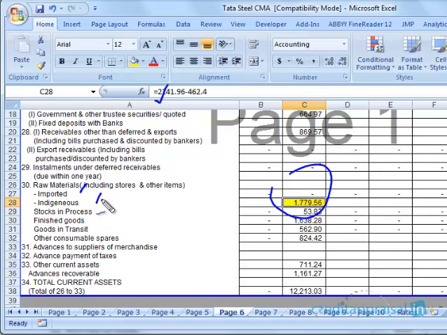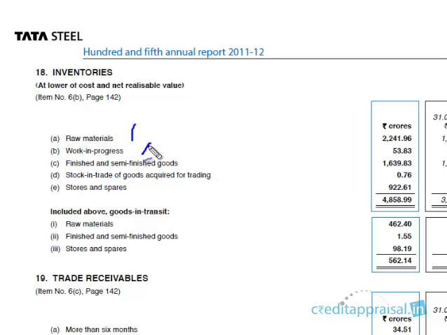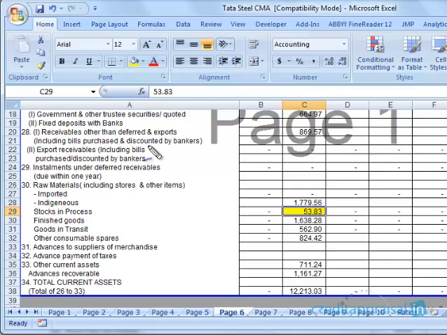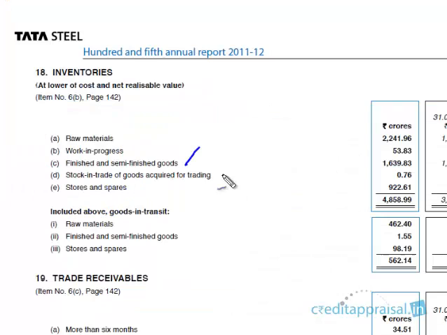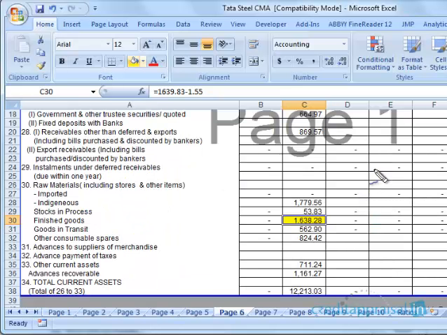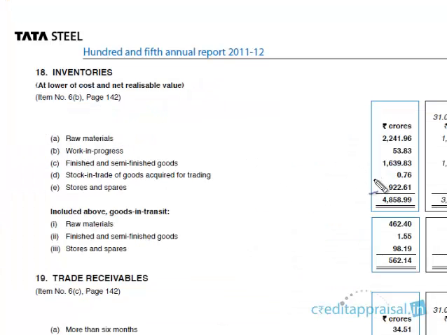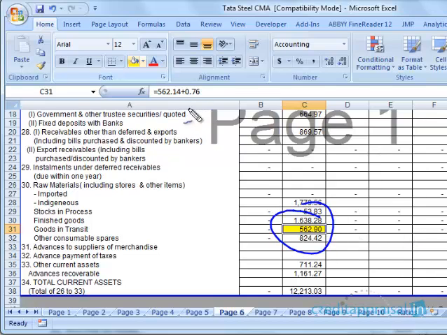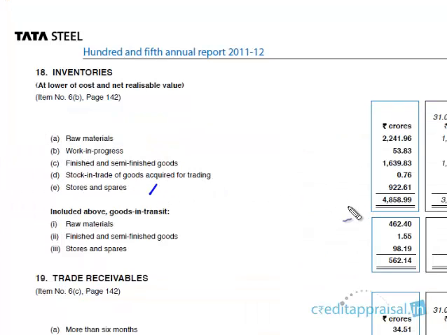If you have the information on imported breakup, the bifurcation, you can do it. I have put it entirely under indigenous. So raw material is over. Work in progress is 53 crores. Let us put it. So work in progress 53 crores. Finished and semi-finished goods 1639. So this includes 1639. This is the finished goods. And then there is 76 lakhs stock in trade. Right. So let us have a separate row for this. Stock in trade 76 lakhs. So this includes the 76 lakhs. And then stores and spares is 922 crores.